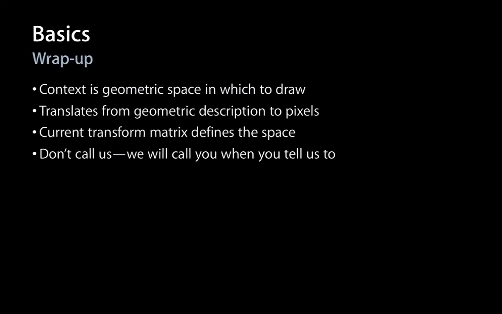So that's a wrap up, or that's the extent of the basics. The context is a geometric space in which you're going to draw. You should think geometrically. Core Graphics translates that geometric description into some pixels. And the great thing is we never have to worry about peeking and poking video memory. Hooray for that. The current transform matrix defines how points live, how they relate to each other, what the current space is. And then last, and most important about this initial section, is you cannot just arbitrarily start drawing anywhere. You have to have an active context.